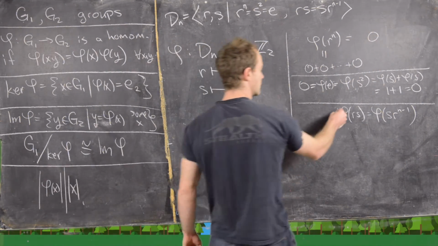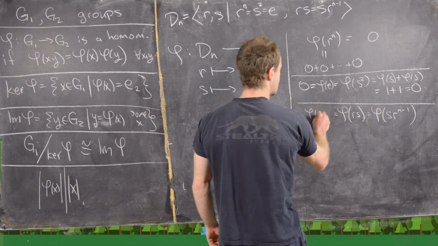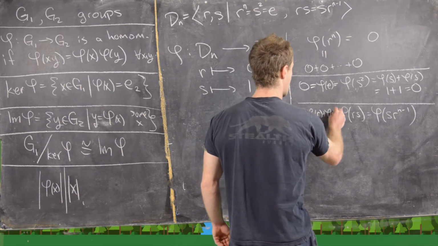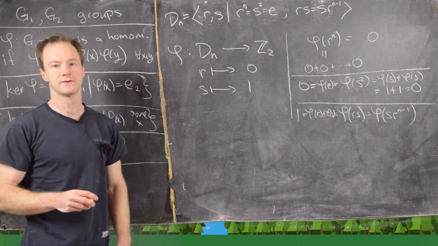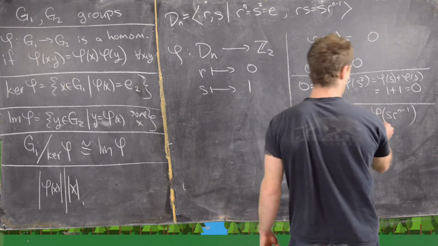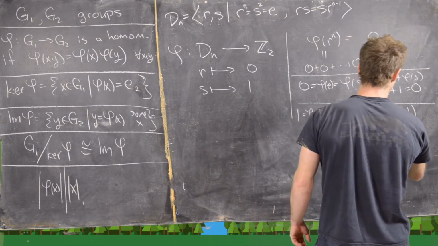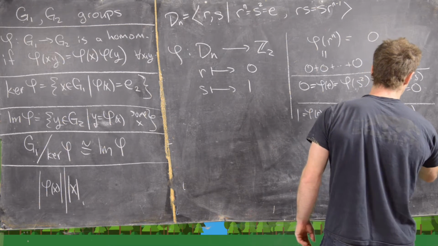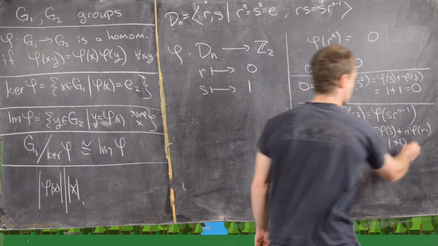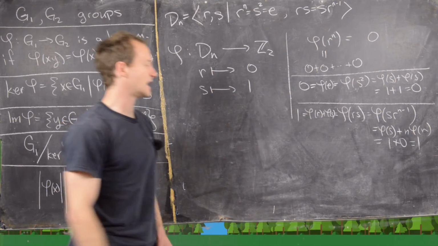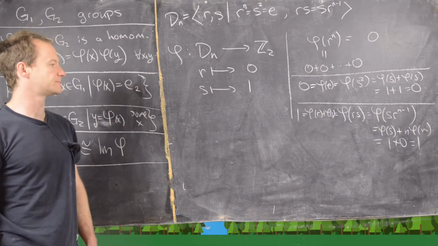Okay, so now that should be equal to phi of r plus phi of s, which is equal to 0 plus 1, which is 1. Okay, but on this side, that should be equal to phi of s plus n times phi of r, which is again 1 plus 0, which is 1. So again, it's satisfied in this case.